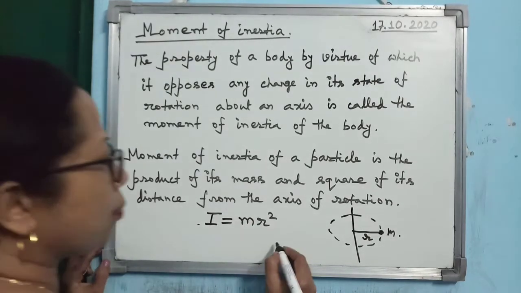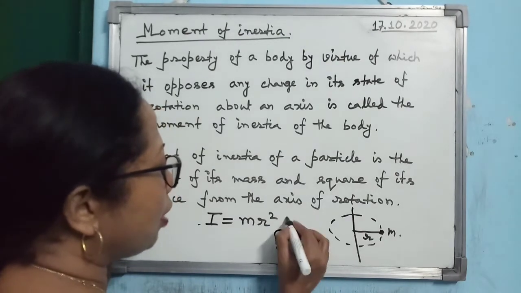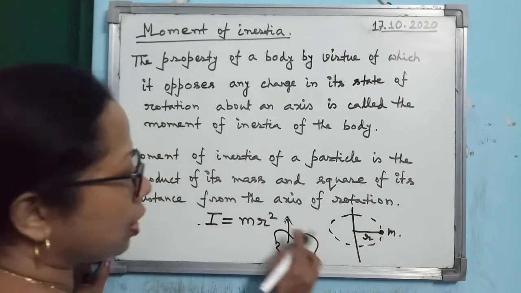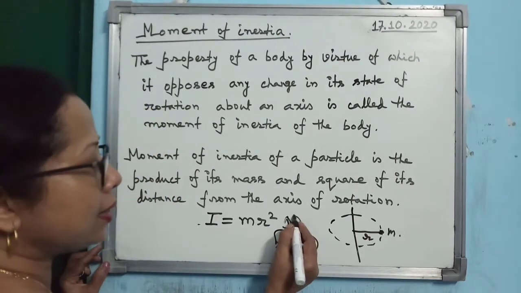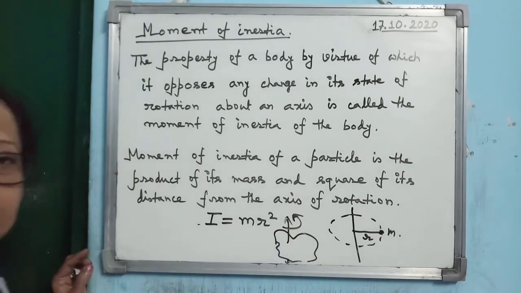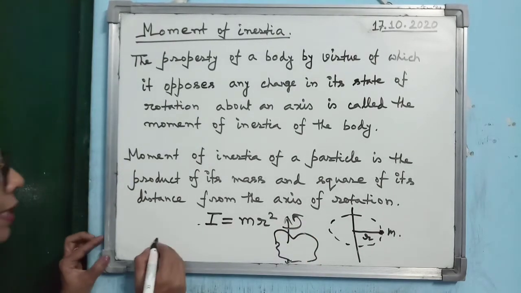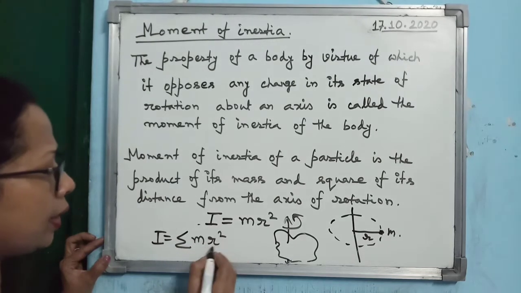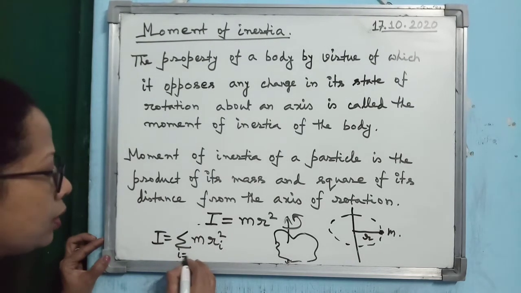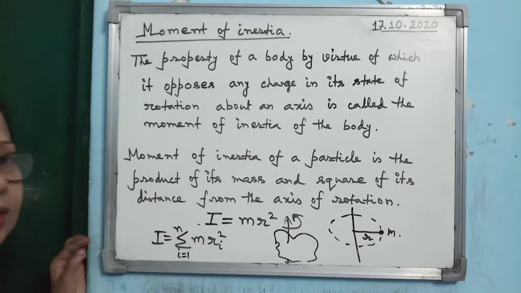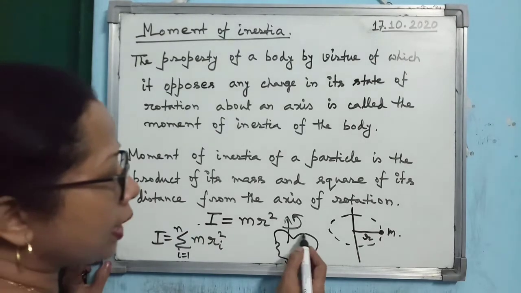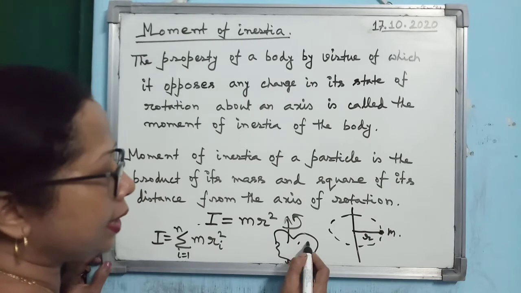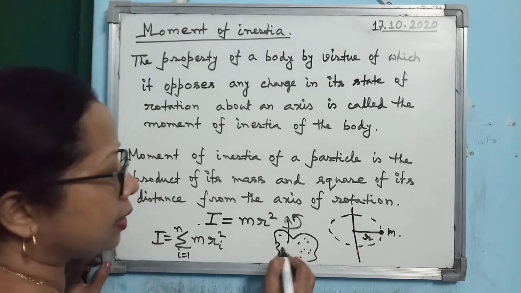Now suppose instead of a particle you have taken a rigid body. Suppose this is the rigid body and it is rotating about this axis of rotation. In that case I will be sigma mr square, that is, sigma i equal to 1 to n of m i r i square. What does it mean? It means the rigid body has n number of particles.